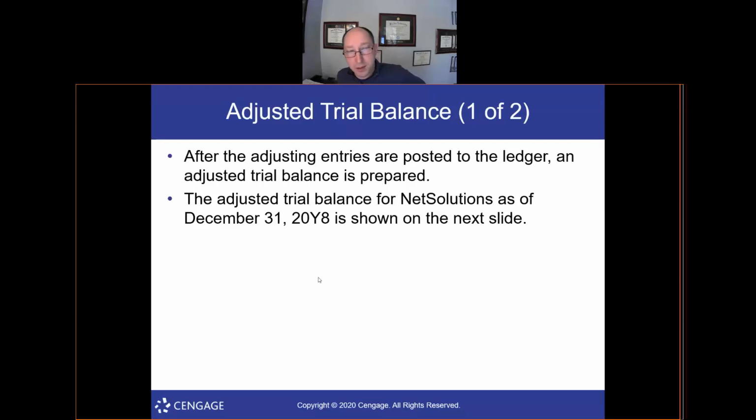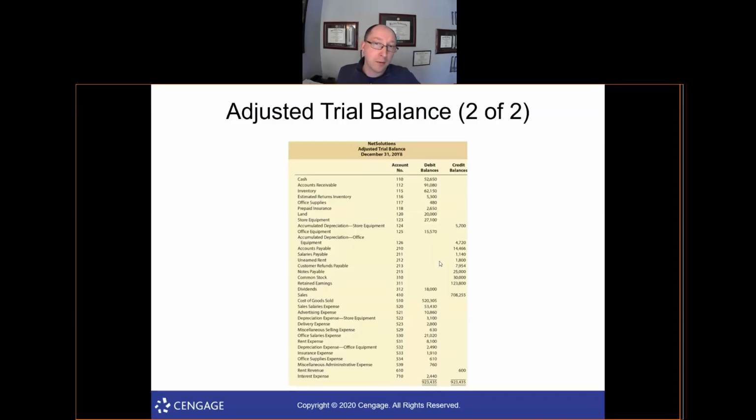Adjusted trial balance. We learned about the adjusted trial balance in the accounting cycle. After the adjusting entries are posted to the ledger, the adjusted trial balance is prepared. And this is an example of an adjusted trial balance. You remember seeing this in earlier chapters.